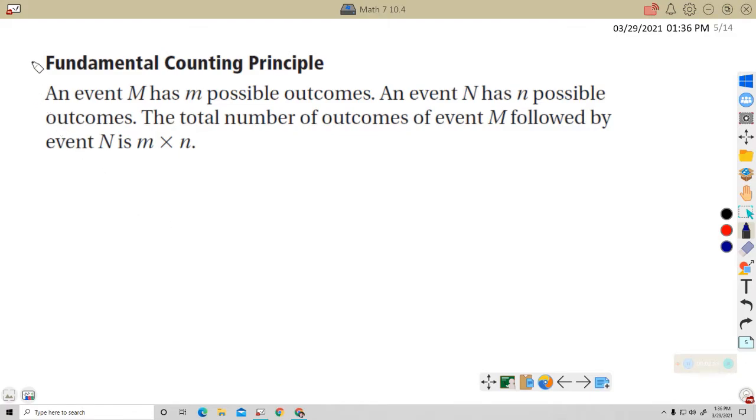Now we're going to talk about something called the fundamental counting principle. Oh my gosh, there are so many words here. An event M has M possible outcomes. An event N has N, little n, possible outcomes. The total number of outcomes of event M followed by event N is M times N.